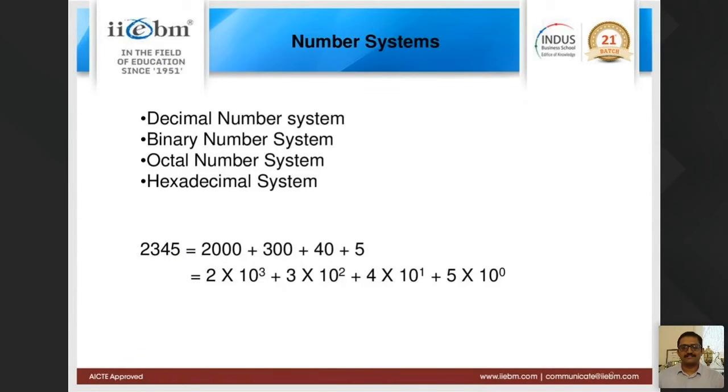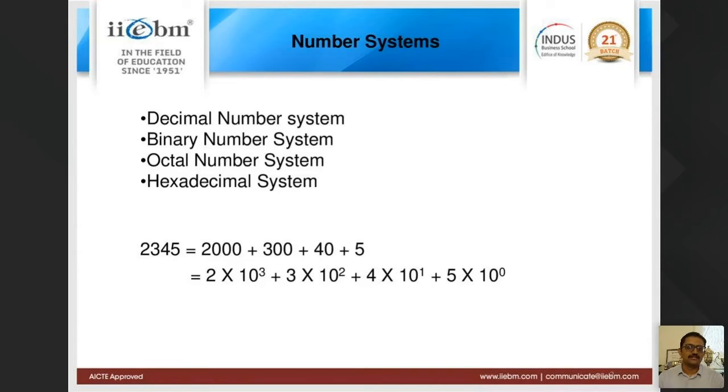So that video has given you a brief overview of how the number system works, what the different types of number systems are, and how over a period of time it has evolved. Now let us go one by one and understand. The decimal number system has a base of 10, which has 10 symbols starting from 0, that is 0, 1, 2, 3, 4, 5, 6, 7, 8, and 9. These are the 10 symbols used in the decimal number system.